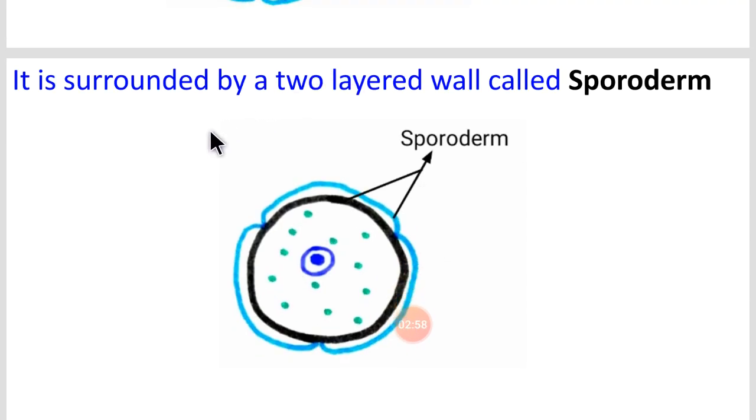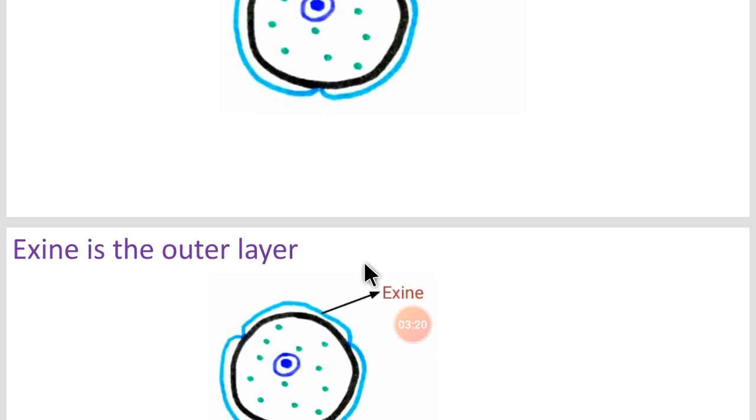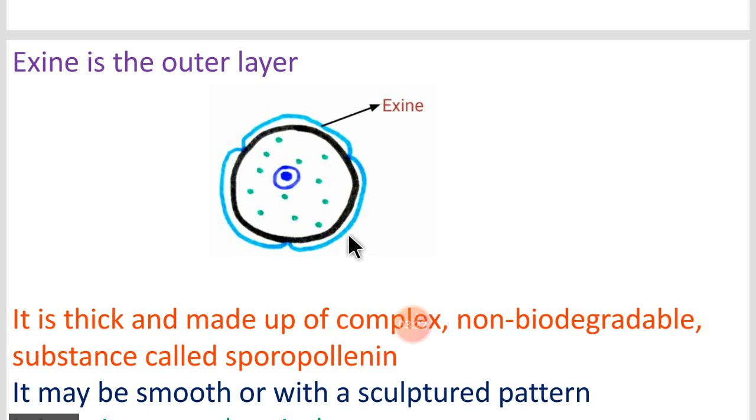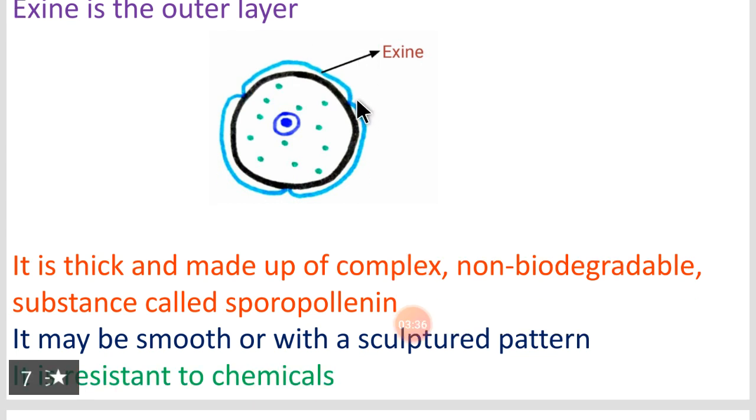As you can see in the next slide, it is surrounded by a two-layered wall called sporoderm. These are the two layers: the outermost wall shown in yellow or blue, and the innermost layer shown in black. These two layers together are called sporoderm. They are also known as exine and intine. The outermost layer is called exine, as you can see in this diagram.